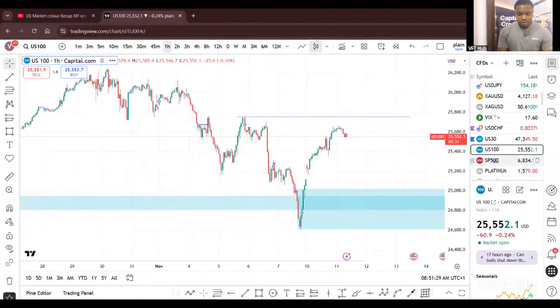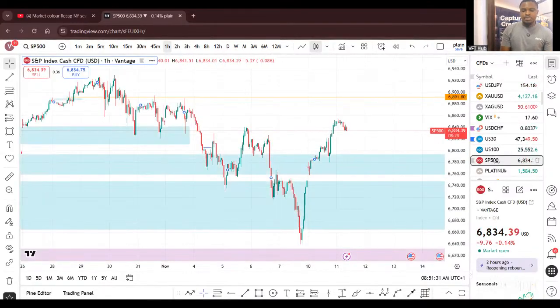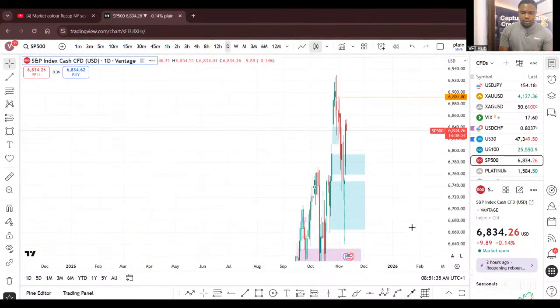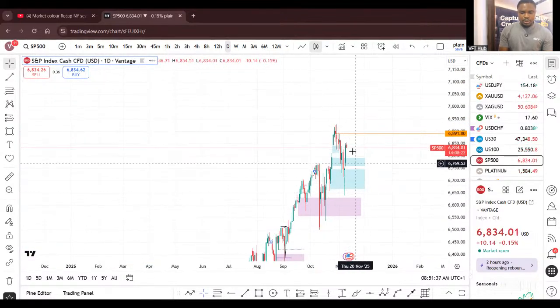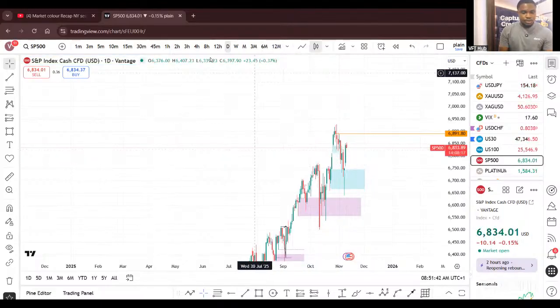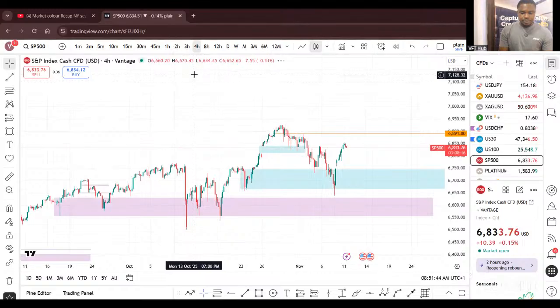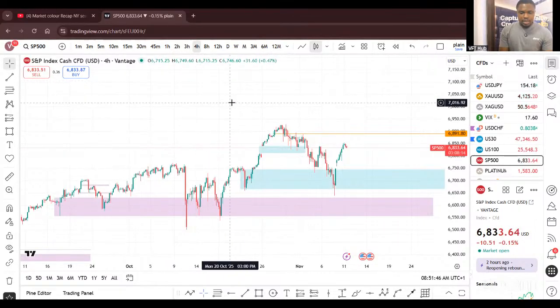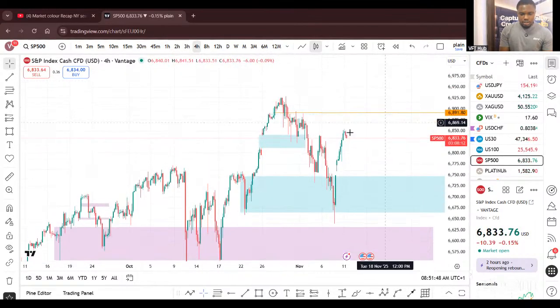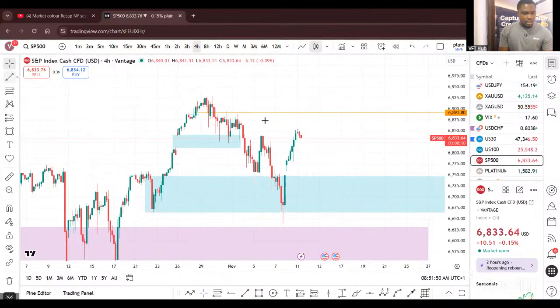Also S&P 500, similar analysis with S&P 500, right? This morning, the daily dug deep into these zones, and then we are back to the upside, and then waiting for price to shift structure on the lower time frame, right? And with that, we can now begin to take trades for US 500, that's S&P 500.